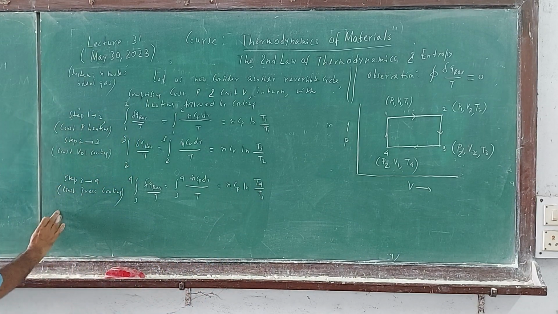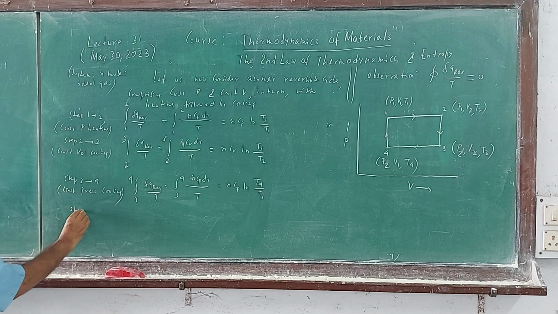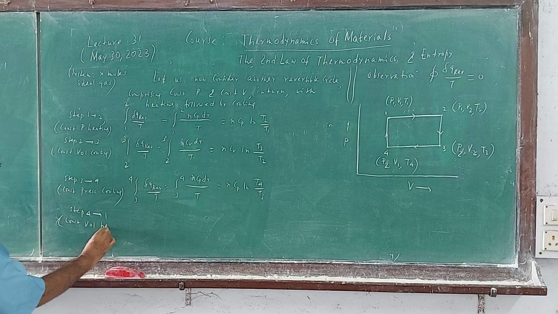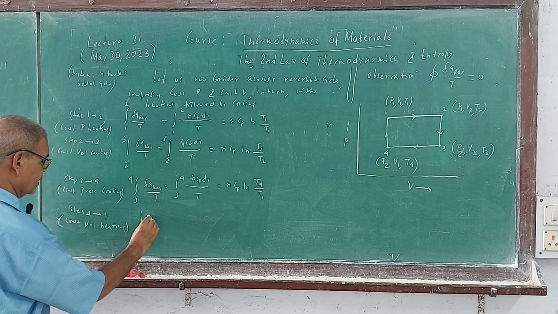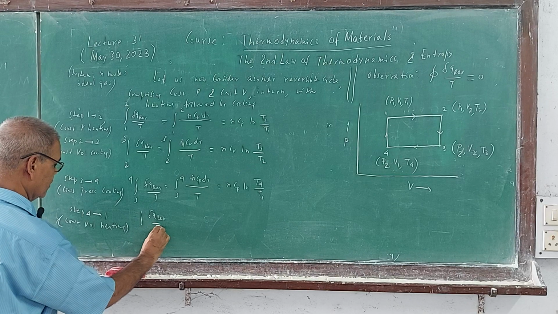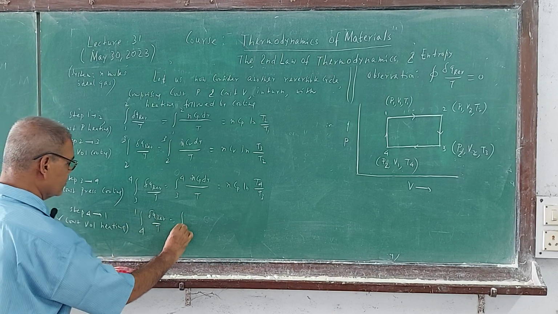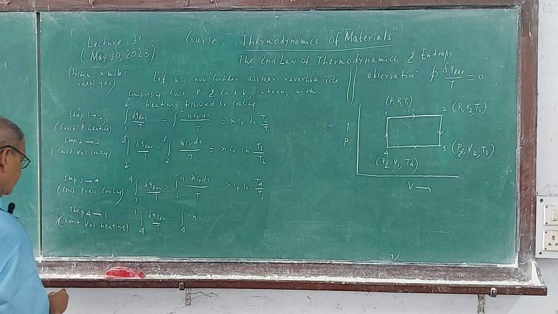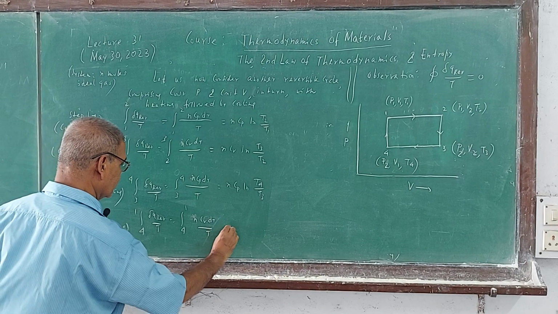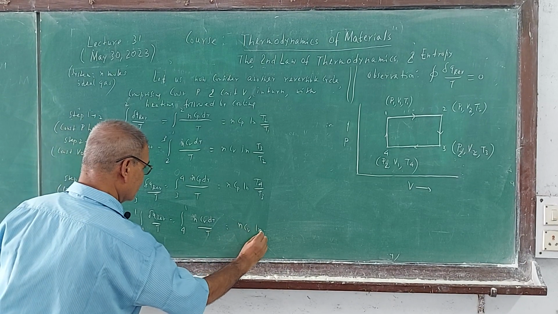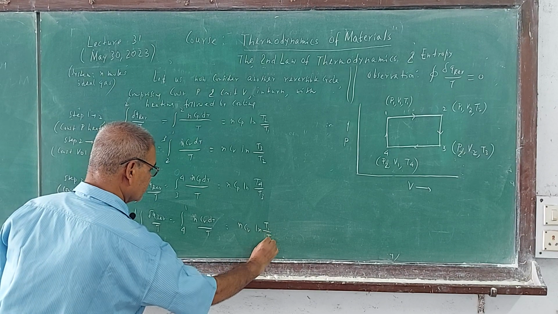Last is step 4 to 1. Step 4 to 1 is a constant volume process. Take a look: constant volume, cooling or heating? Heating, because pressure has increased, so has temperature. So you write dq reversible by T. For 4 to 1, since it is constant volume, n Cv dT by T, you get n Cv ln T1 by T4. That's it.